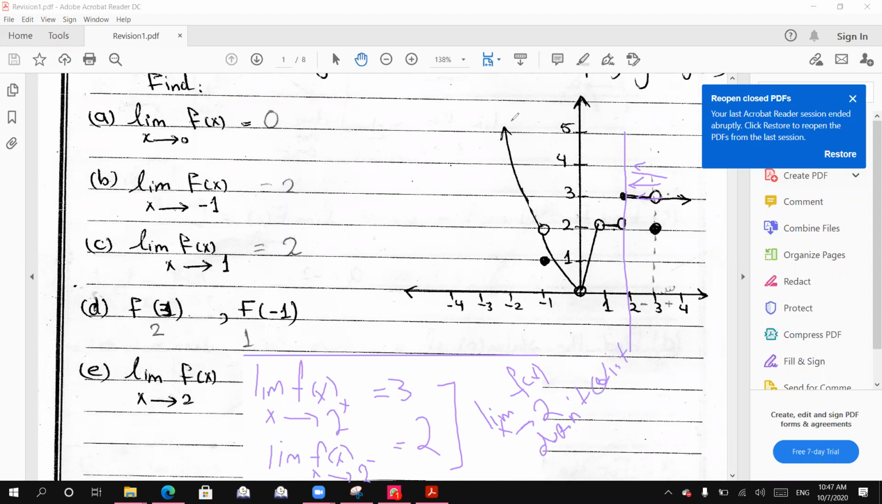Teacher, yes, Nihal. Why can we not say that limit f of x when x approaches 2 from the right equals 2? Look at here.